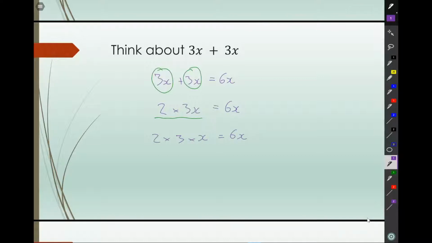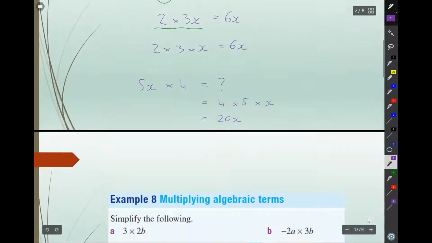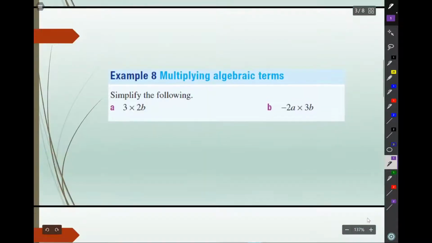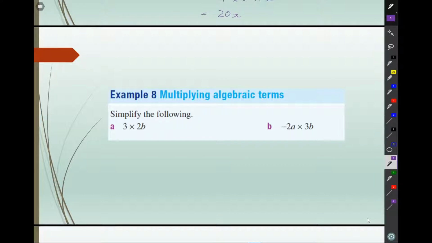So now that we know we can break up a multiplication like that, what if I gave you this question? 5x times 4 equals. Well, we can break these down in the same way. 4 times 5 times x, which equals 20x. This is the basic principle we're going to be using as we go through these multiplication of algebraic expressions. I'm going to get you guys to pause the video here and have a go at these ones. When we come back, I'll show you the solutions.